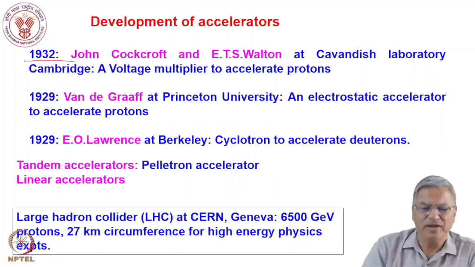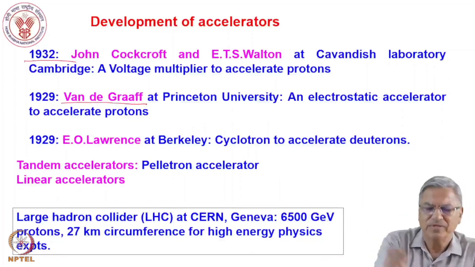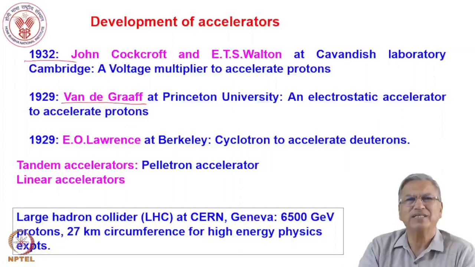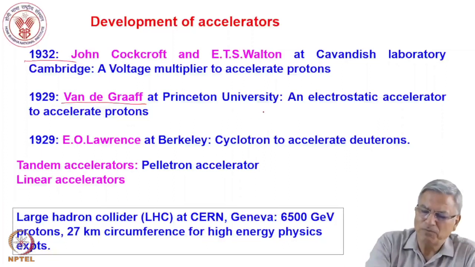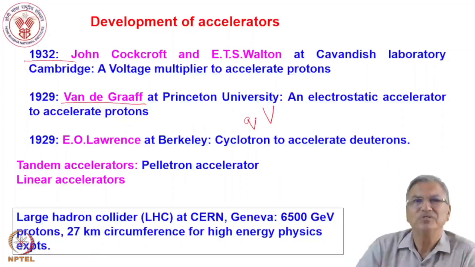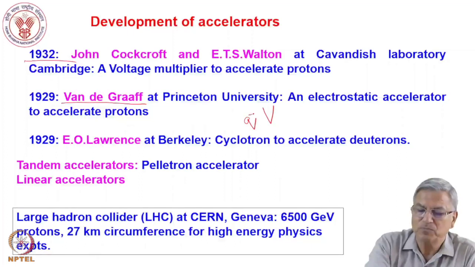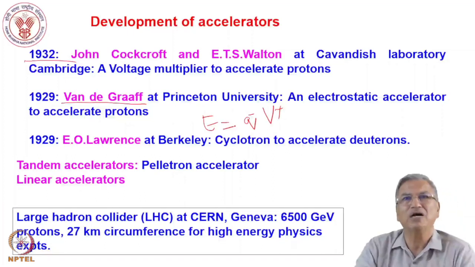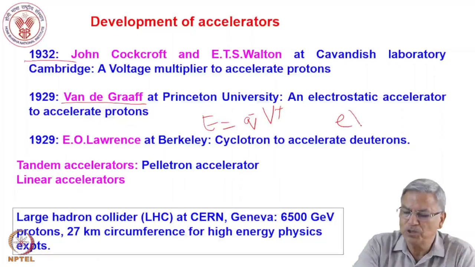Concurrently with that, Van de Graaff at Princeton University, USA, developed an electrostatic accelerator. Electrostatic accelerator is very simple. Suppose you have a potential V and you have a charge Q. So if you have a negative charge minus Q and you have a positive potential, then the energy that the charged particle will acquire will be QV. Like an electron accelerated to a potential of V volts will be called electron volt.